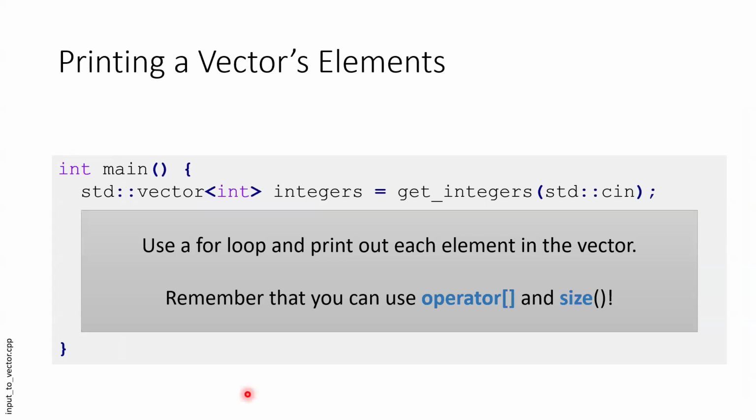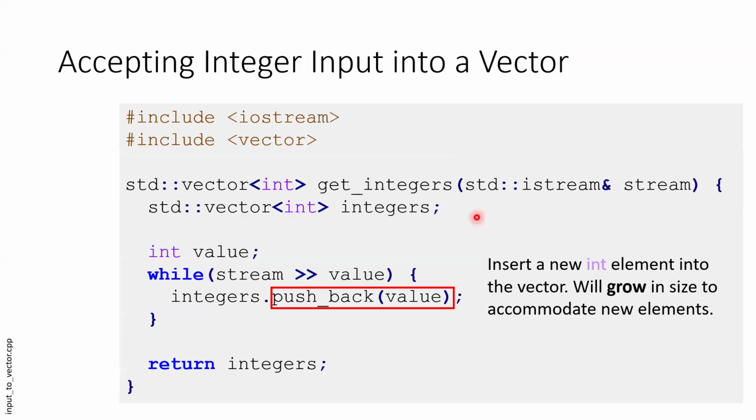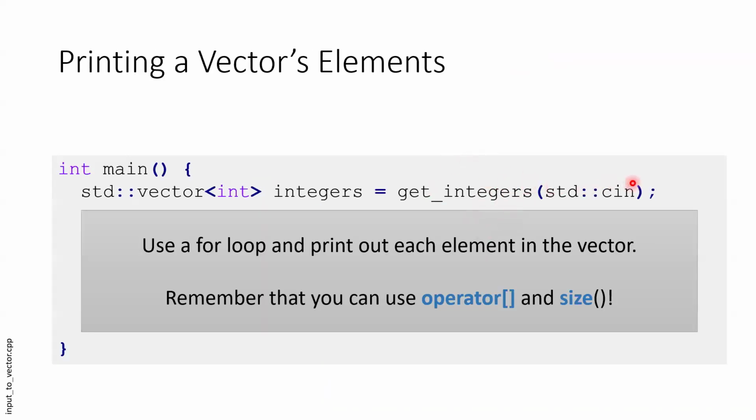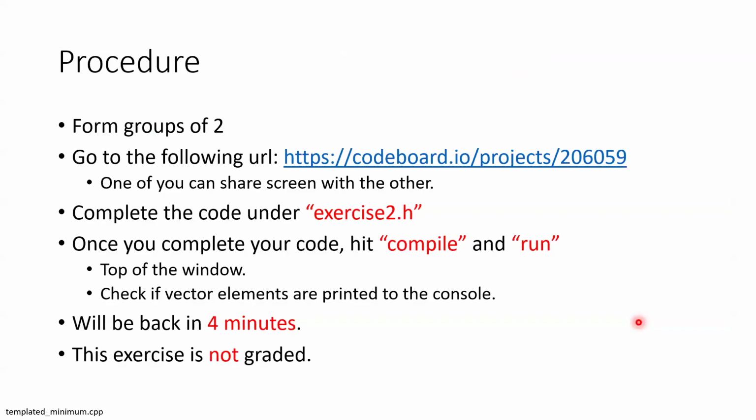And now this is exercise 2. We have what we just saw as get integers from cin. Now we want to use a for loop to print out each element in the vector. We can use the operator square bracket and size. And let's go back to the IDE and complete the code under exercise 2. We'll be back in 4 minutes.